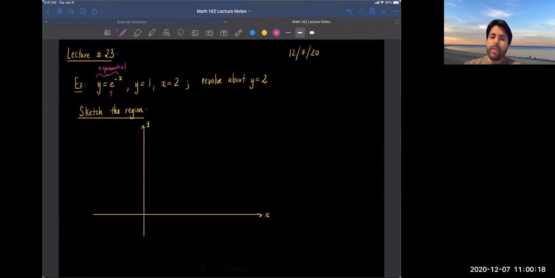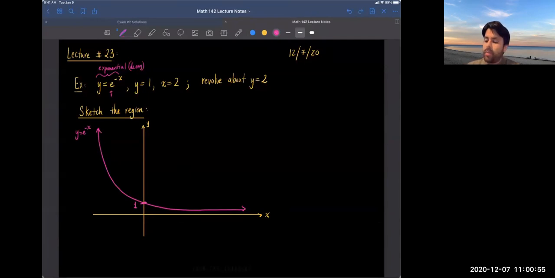And actually, what kind of exponential function is it? It's a decay. It's a decaying exponential function. So it's a function that looks like this. Let me redraw that. And it crosses the y-axis at 1. That's e to the negative x. So this is y equals e to the negative x.